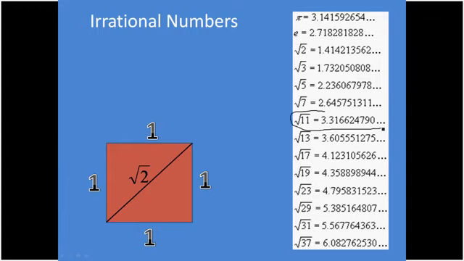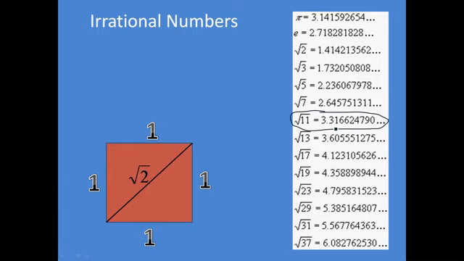Here's the square root of 11. It's going to turn out to be 3.316624, on and on and on forever. It's not a nice number. The decimal does not repeat and it does not end. Those are called irrational numbers.